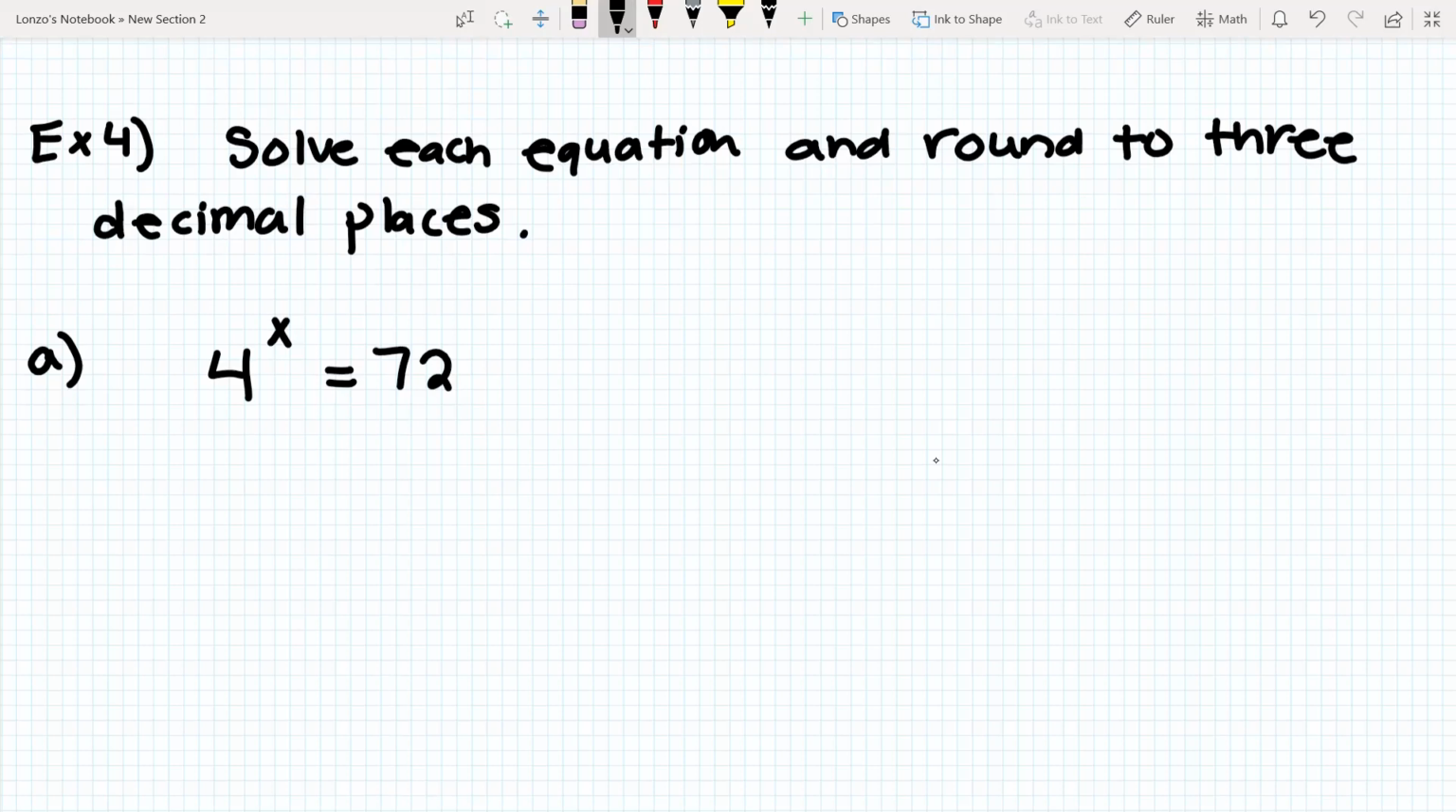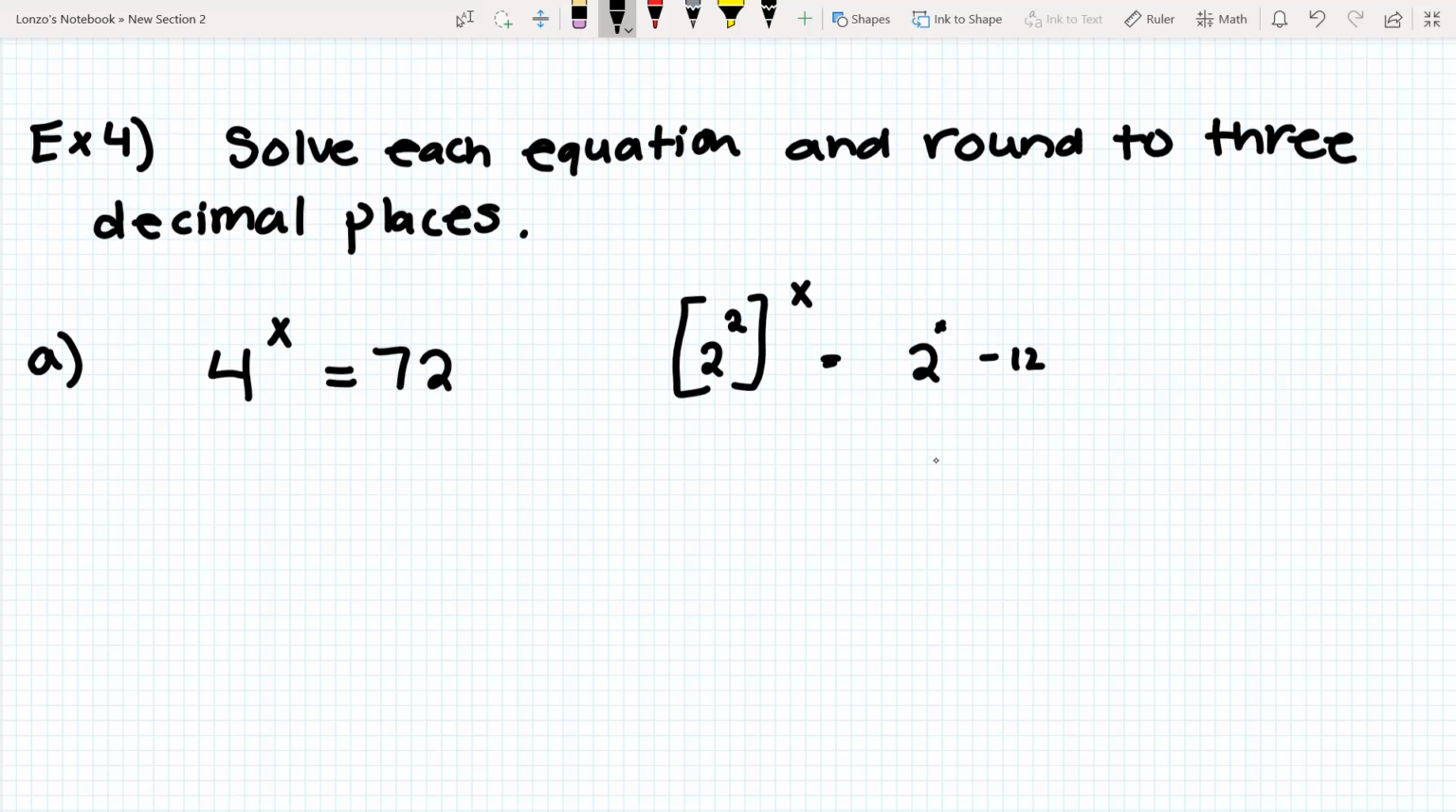What I mean is, with the 4, you can rewrite it as 2 to the second power, raised to the x power, right? But you can't do that with the 72. If you put it in the calculator, there's no number raised to a whole power that gives you 72. So when you can't put everything in a common base, what you're going to do is take the log of both sides.